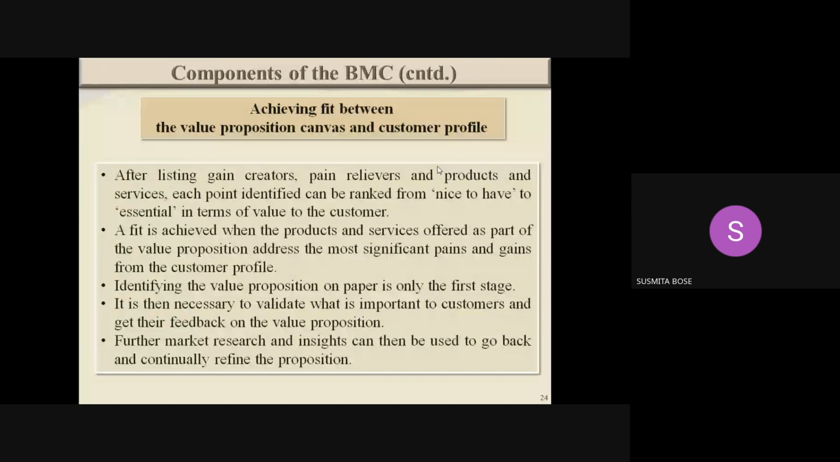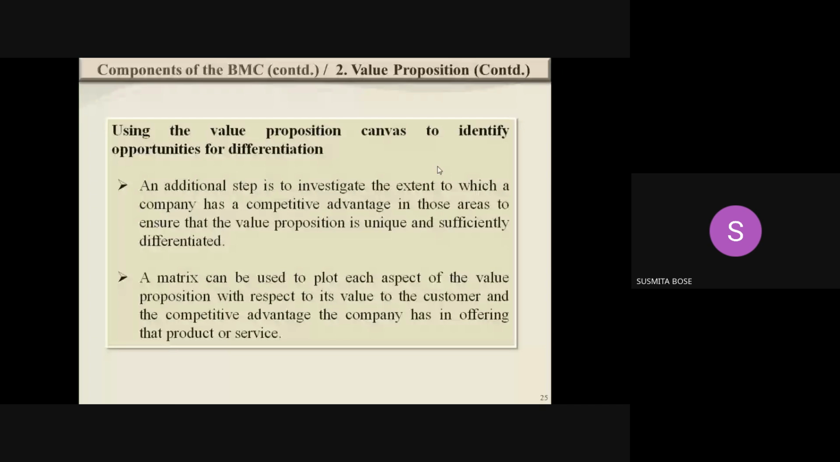It is not that you have listed down the things at one time, you are done, now you have understood, and that is final. It is not like that. You will have to revise it every time, and you'll have to make the changes if required, because customers' behavior is also not permanent. It tends to change, keep on changing.